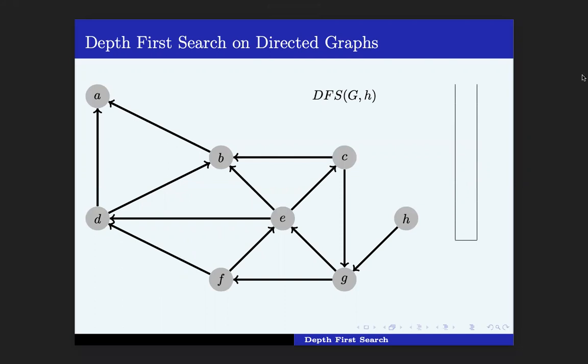We did this whole thing for an undirected graph, but believe me, there is nothing special about directed or undirected. Both of them work exactly the same. So I will do the same run on this graph, this time starting from vertex H in this directed graph. I start with H. I go to its neighbor, G. It has two neighbors, F and E. I pick any one of them, E. Then I go to B. Then I go to A.